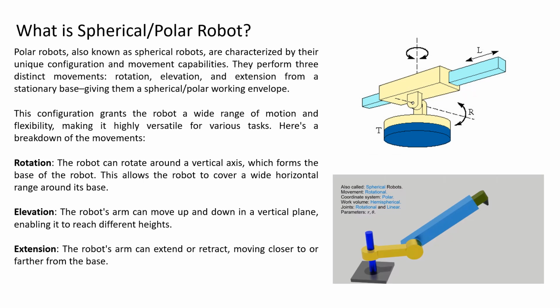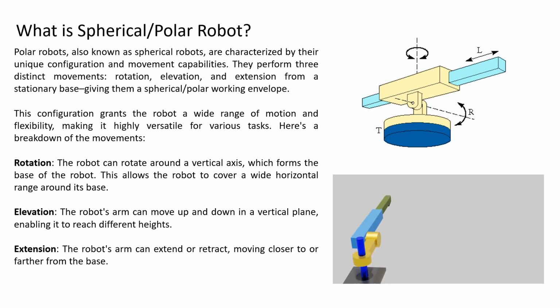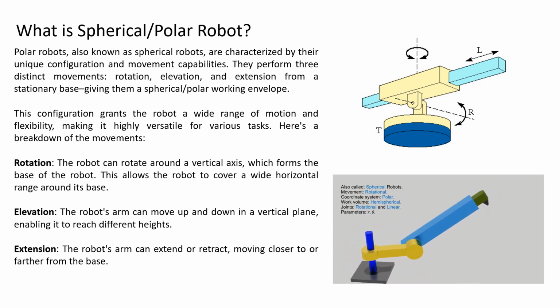So these are the motions involved. So let's check out once more how it works. So you can see the motions. It's rotating, then moves up and down, and the extension is there. So it is also called a spherical robot.